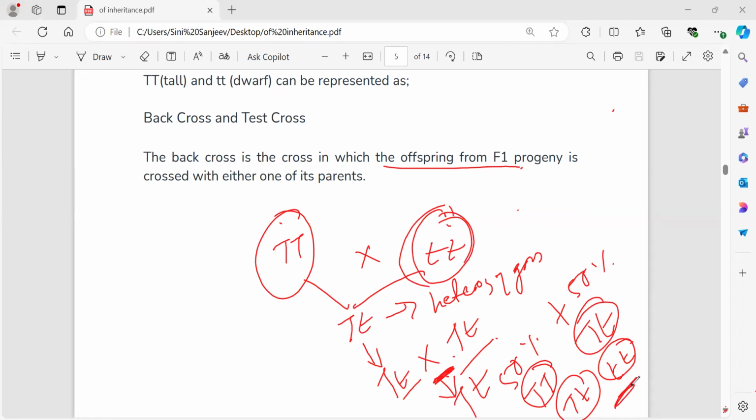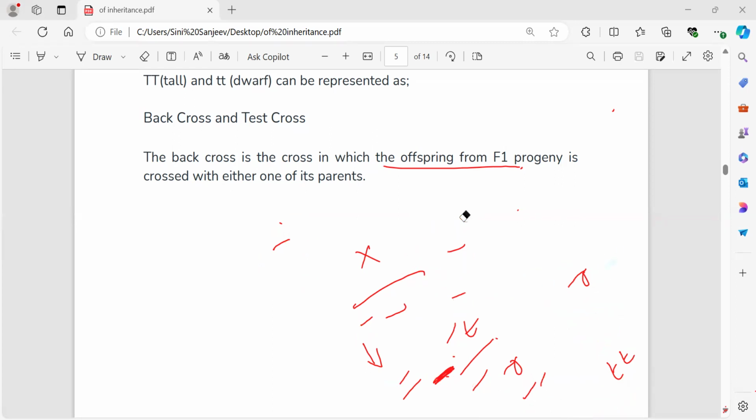So this is called a back cross: a cross in which whatever product you get in the F1, you cross it with either one parent. That is called the back cross. Now moving towards the second cross, which is the test cross.